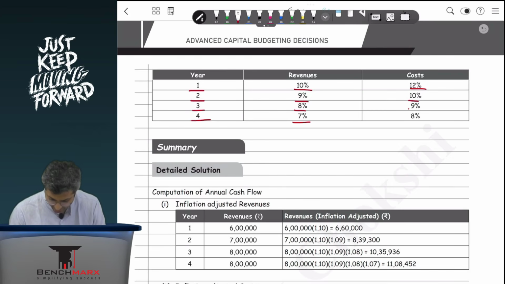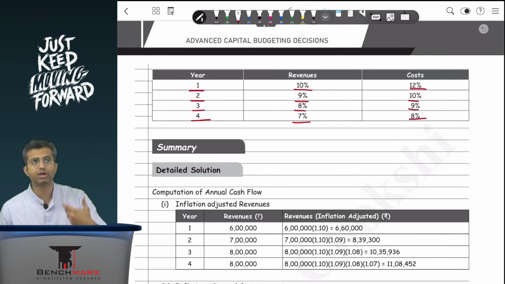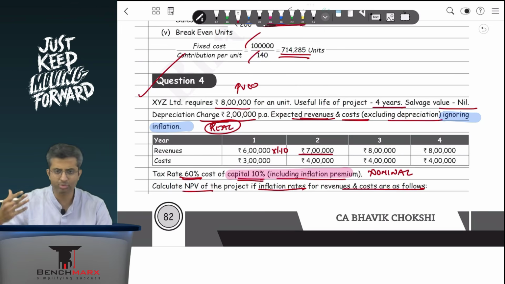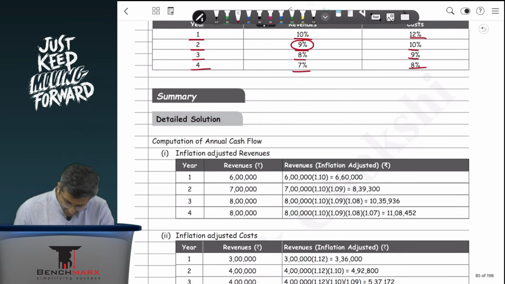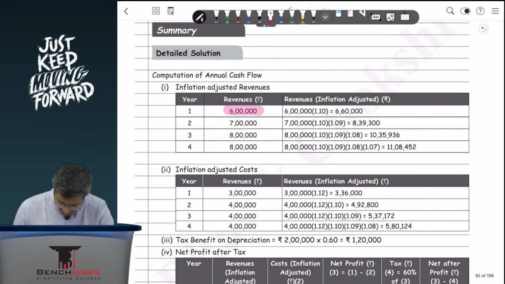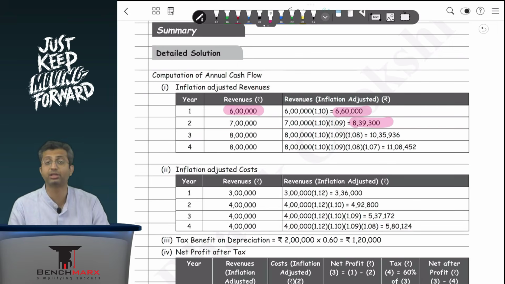So there is no single common inflation rate, in which case what you will first do is convert the real cash flow into nominal, which means the revenues of 6 lakhs into a 10% inflation, so your inflation adjusted revenue would be 6 lakh 60. Now 7 lakh real, if I want to find after 2 years, the inflation was 1.1 in the first year and the inflation in revenue was 9% in the second year, so into 1.09. Just 7 lakh in today's terms will increase by 10% in the first year, and for the second year plus 9%. So basically this is 8 lakh 39,300.